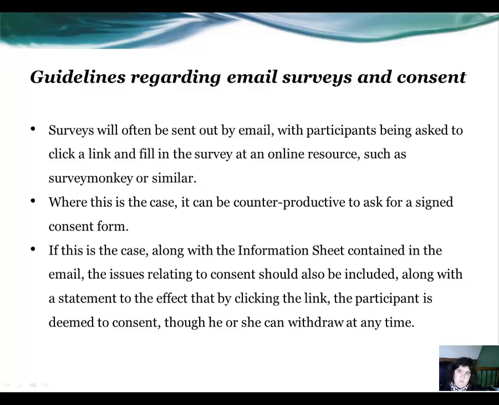Guidelines regarding email surveys and consent. Surveys will often be sent out by email, with participants being asked to click a link and fill in the survey online. Where this is the case, it can be counterproductive to ask for a signed consent form. If this is the case, along with the information sheet contained in the email, the issues relating to consent should be included. This can be included in the opening box of the questionnaire, explaining what the information is being gathered for, how the information is going to be dealt with, issues of anonymity and confidentiality, etc.